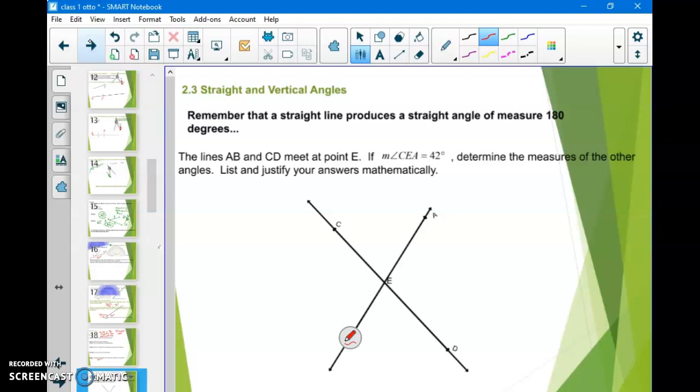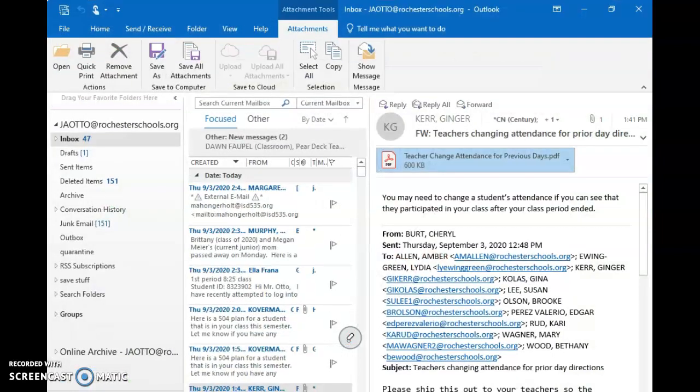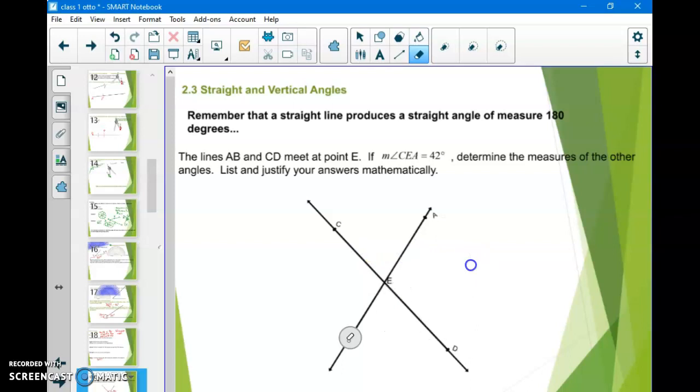Straight and vertical angles. Remember that a straight line produces an angle that measures 180 degrees. So if I draw that angle in there, that's 180 degrees because that's a straight line. So line AB and line CD meet at that point E. And we know that the measure, notice the notation here, you guys need to get good at the notation. That's one of the hang-ups that kids get, is they don't have a whole lot of time on notation stuff, so they goof that up a lot.